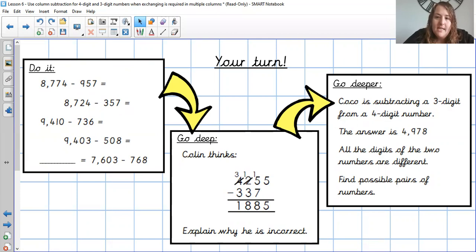and then you'll go deeper today. So Coco is subtracting a 3-digit from a 4-digit number, and the answer is 4,978. So again, the 4-digit is at the top and the 3-digit is below. All the digits of the 2 numbers are different. Can you find possible pairs of numbers? So have a go at finding as many as you can, not just one pair, but a couple, 2, 3, 4 different ones if you can. Good luck with that today. Off you go, and just remember to come back at the end for the learning pit.